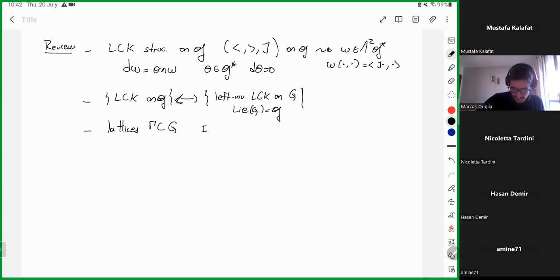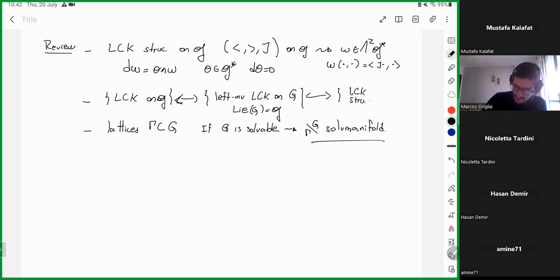For example, if G is solvable, we call this a solvmanifold. And we also saw the details of how to induce, from a left invariant structure on your group, the LCK structure on the quotient compact manifold. Right? Okay. Good. Perfect.